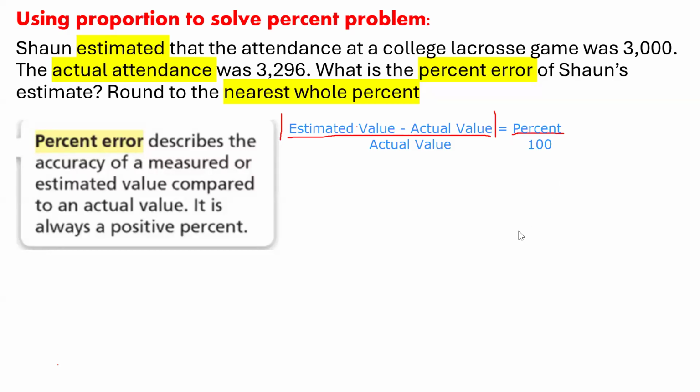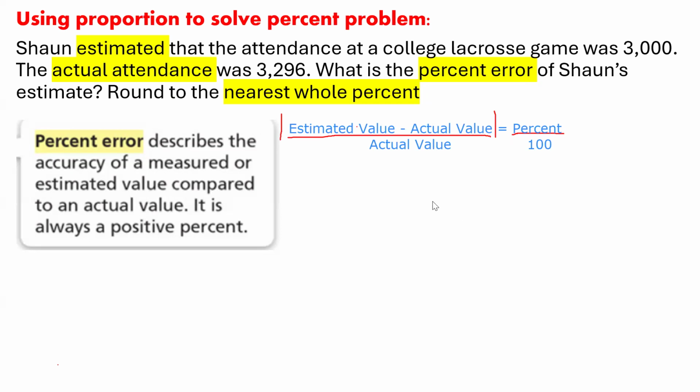In this video, you are going to learn how to calculate or find percent error using proportion, or what we call proportional reasoning, using this example on the screen. Sean estimated that the attendance at a college lacrosse game was 3,000. The actual attendance was 3,296. What is the percent error of Sean's estimate? Round to the nearest whole percent.